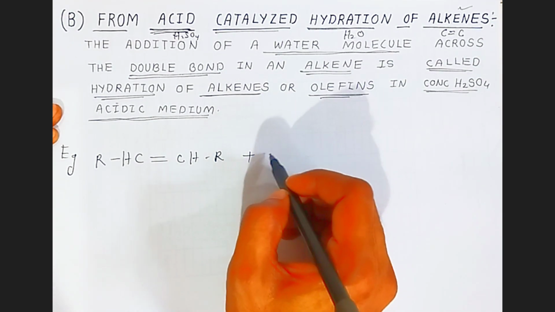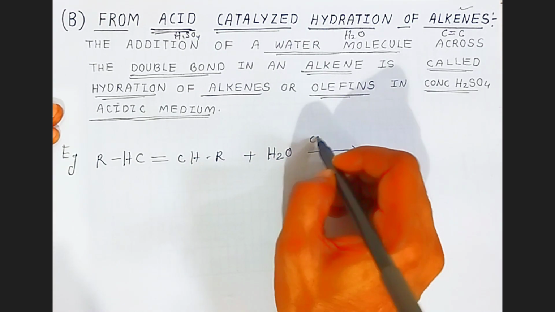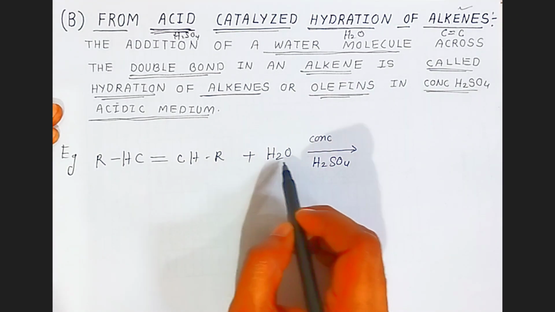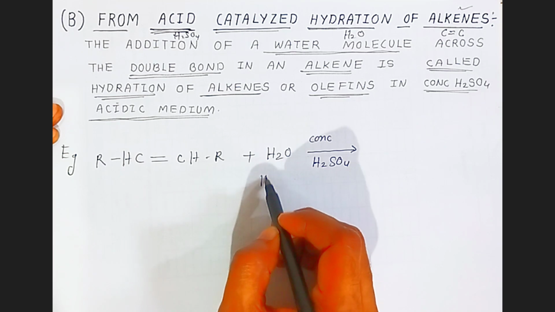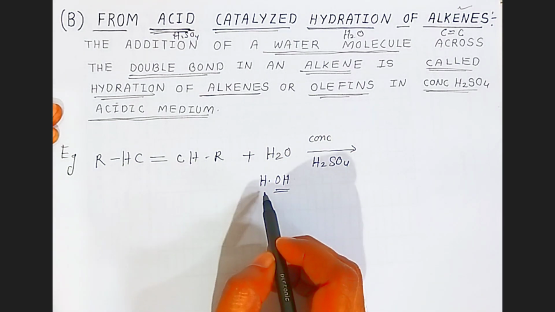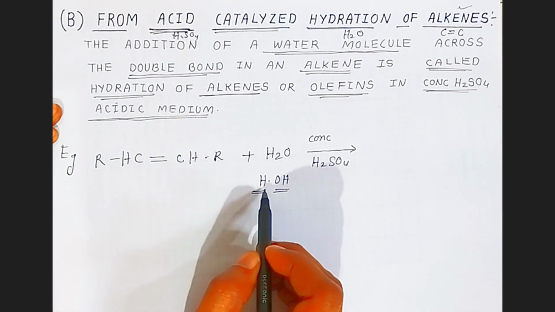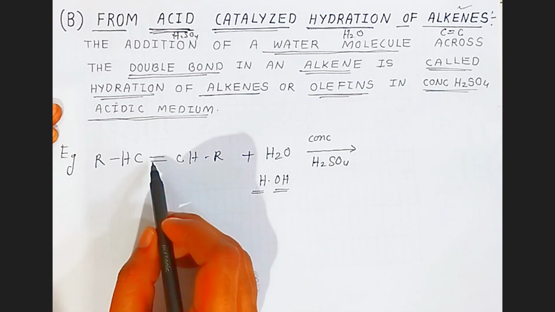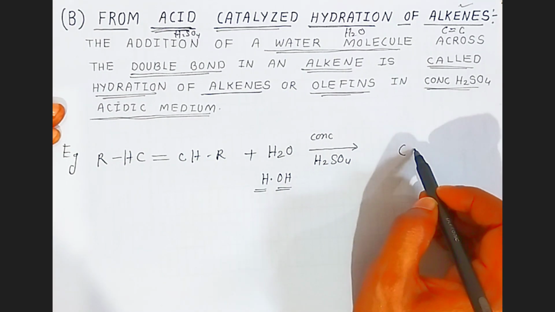When it reacts with water, H2O, the water should be acidic, so you have to write concentrated sulfuric acid on the arrow like this. So this water we call acidic water. Okay, students, when you add acid, you can also write it like this. Now you will get a hydroxyl group, and here you will find hydrogen. These two are going to react with the alkene. So the carbon-carbon double bond now becomes a single bond like this.